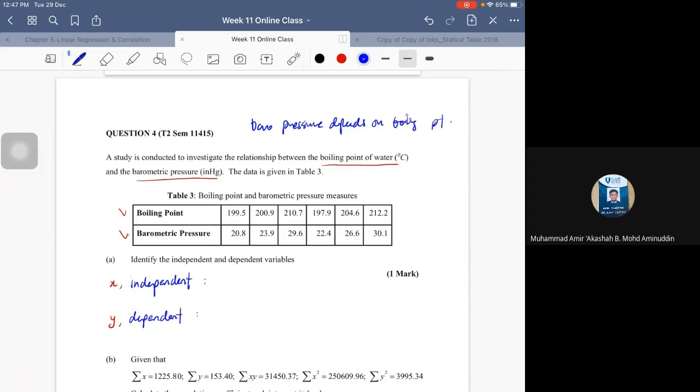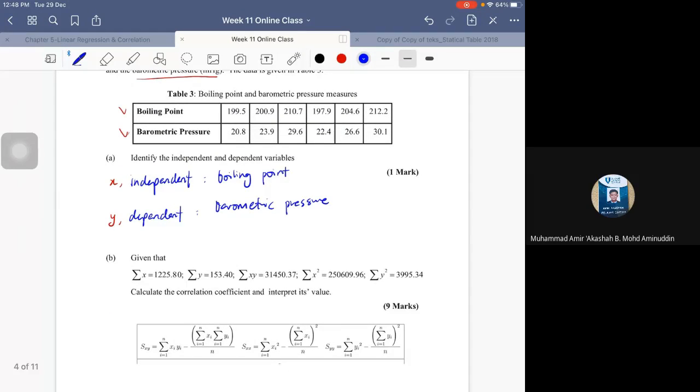When I read about this first, I had to go back and Google what barometric pressure is, because I don't remember anymore. Usually in the question, they are going to give you a hint of which one depends on which one, so you can figure out x and y. For this one, it is not clear, but the point is that barometric pressure depends on the boiling point. So our independent variable is the boiling point, and the dependent variable is the barometric pressure. We vary the boiling point, and as a result, the barometric pressure varies as well.